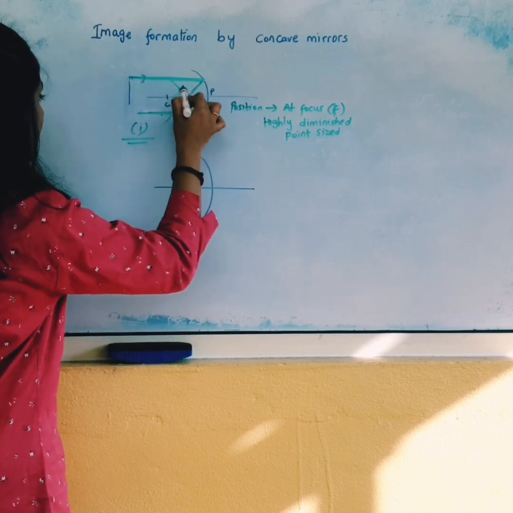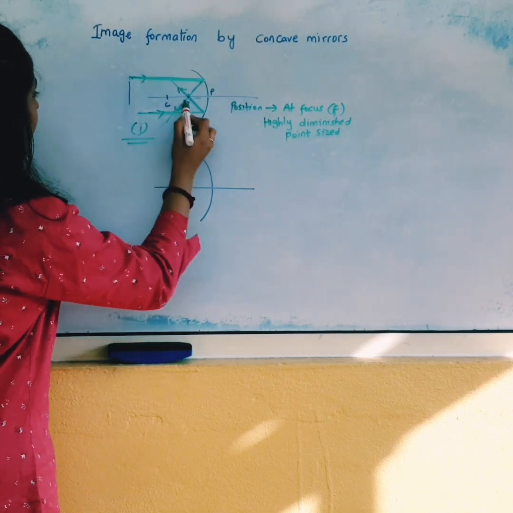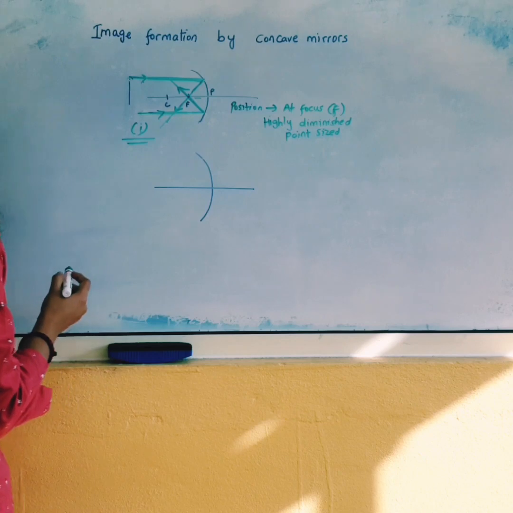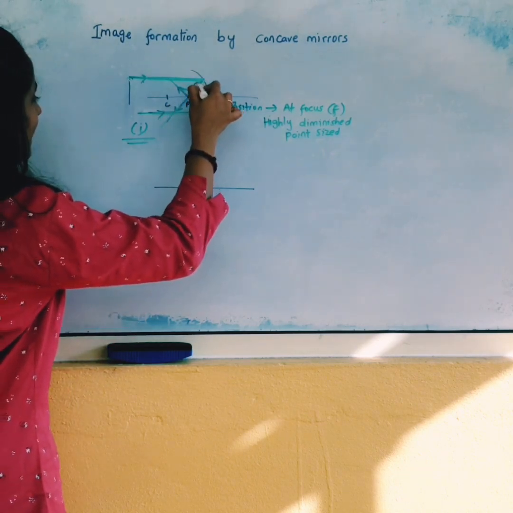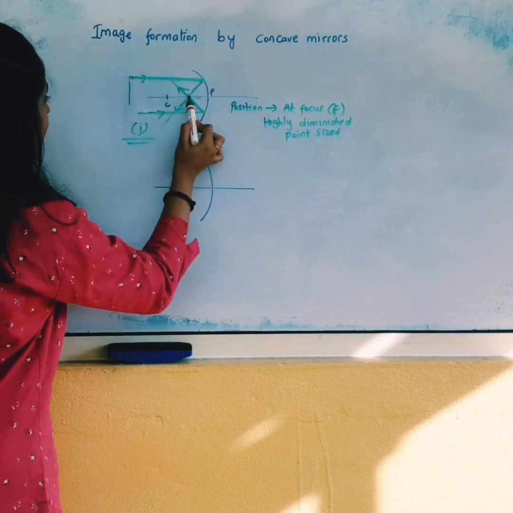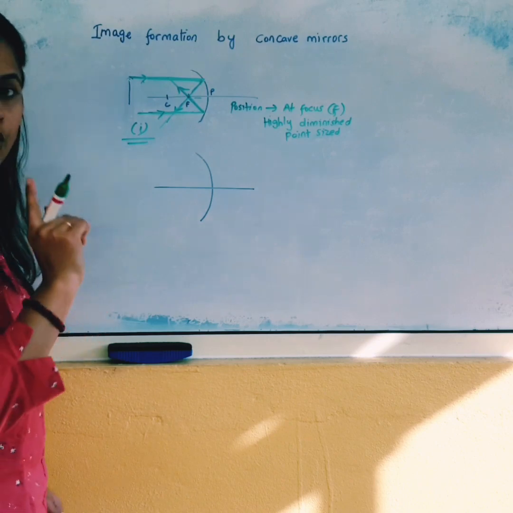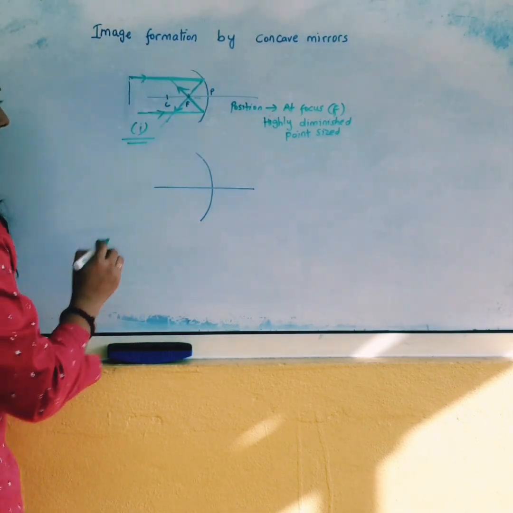So it will pass to the focus. Okay, so it is coming from this path, it follows this path. So you can see that these are two reflected rays. Okay, so these are two reflected rays, they both meet at this point. So this is the intersection point of those two reflected rays.